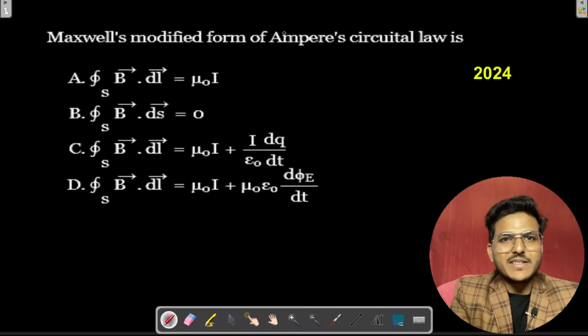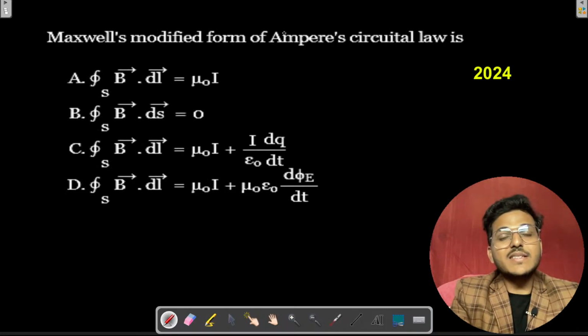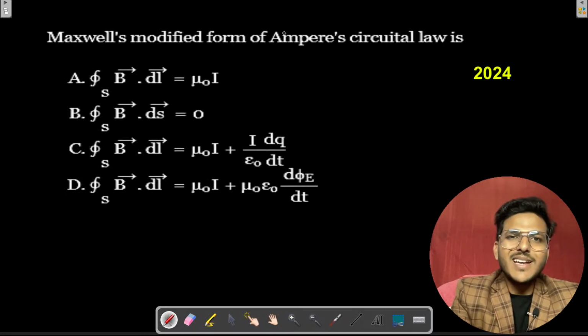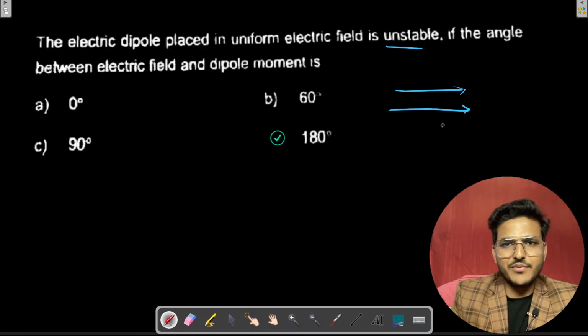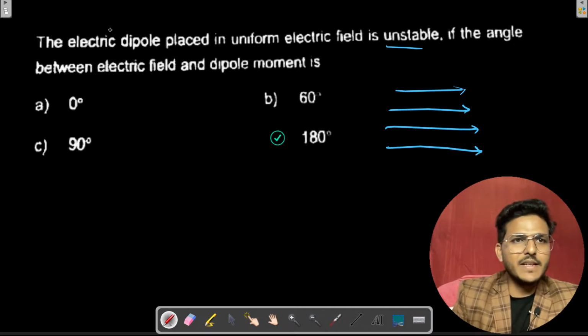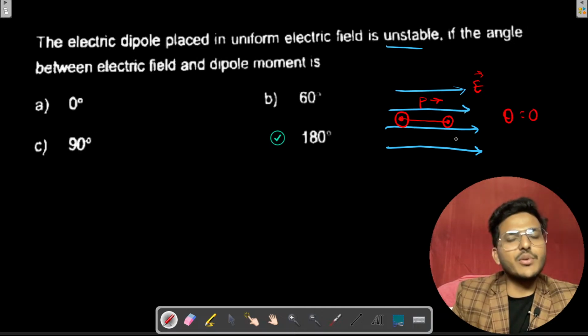Zero is not an unstable case. If you consider sin 0, the torque is 0. We are going to discuss the unstable case. If you want, I will draw it. If I put a dipole this way, P is in the direction of the electric field. This is how theta equals 0 degrees. In this case sin 0 is 0, so tau is 0.